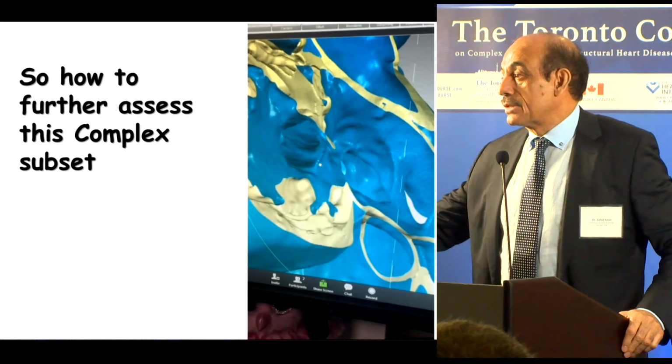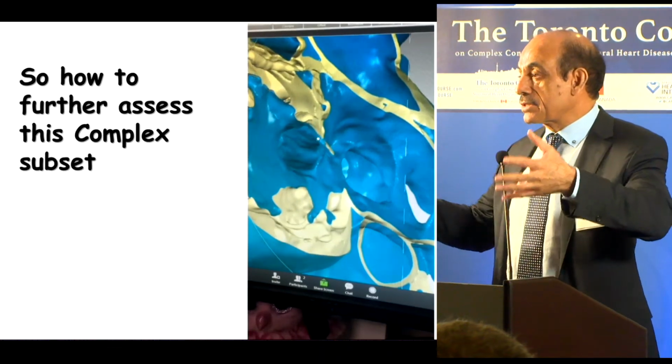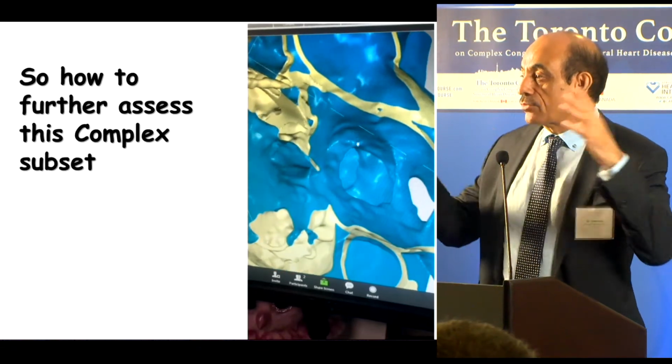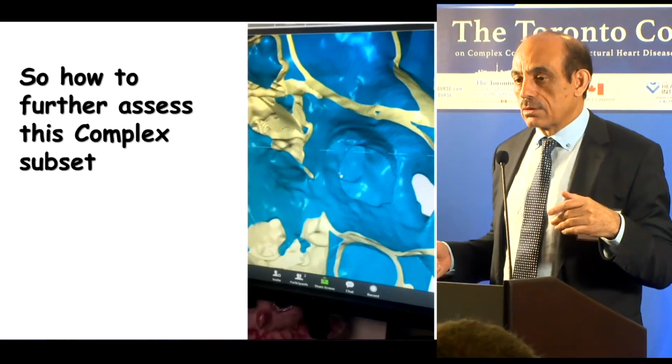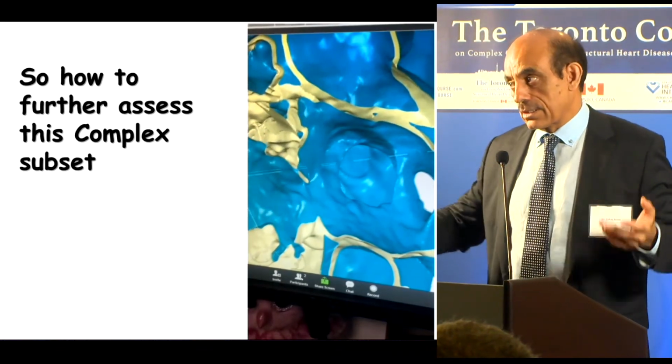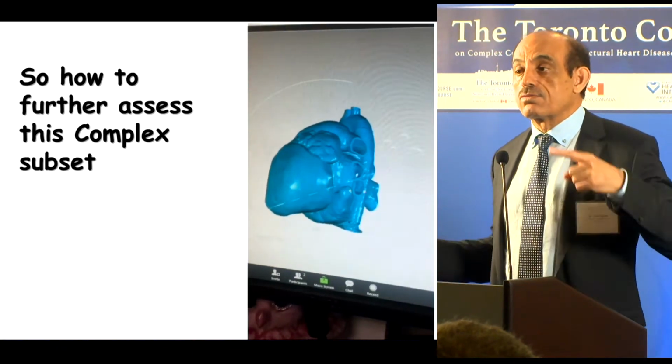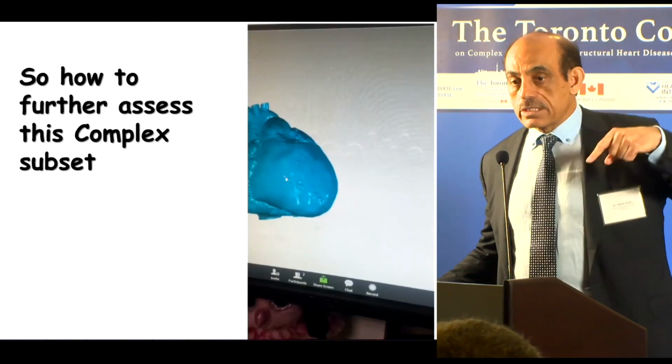3D echo, you said? This is a remodeling, a 3D reconstruction. So we did a CT on this patient. CT, okay. Yeah, and then reconstruction with echo. Okay, I didn't do this. I'll tell you who did this for me. I didn't do this, but it was fantastic for me to understand that this was a spiral septum.